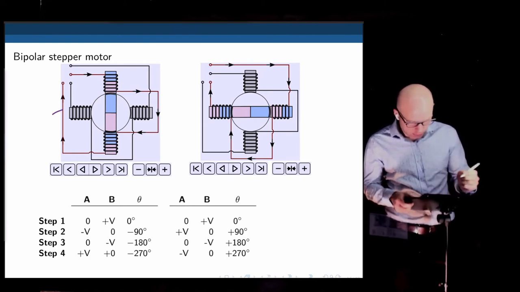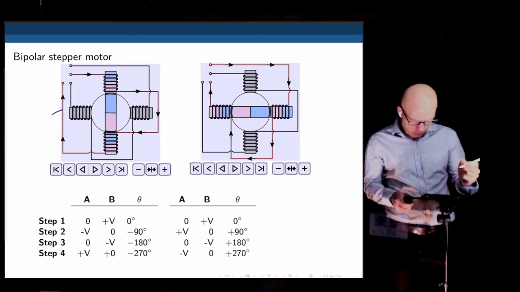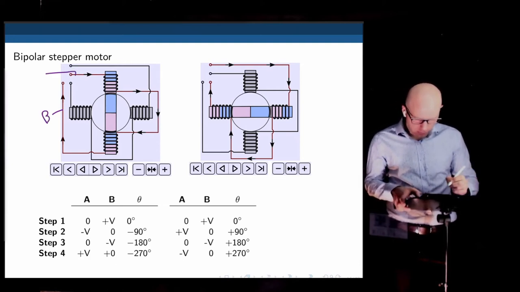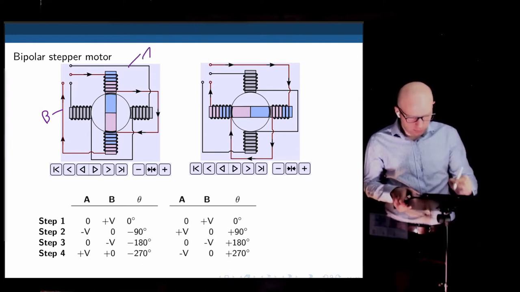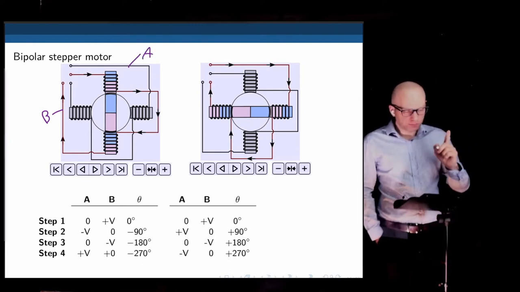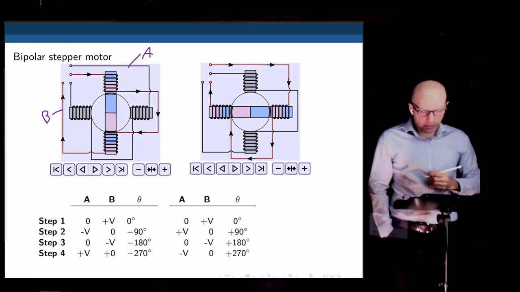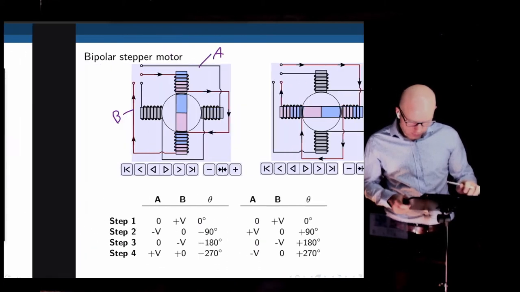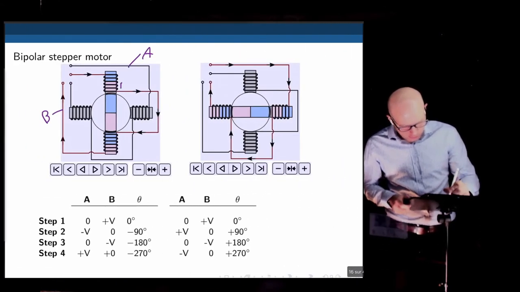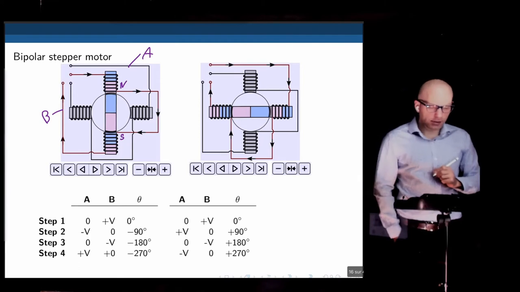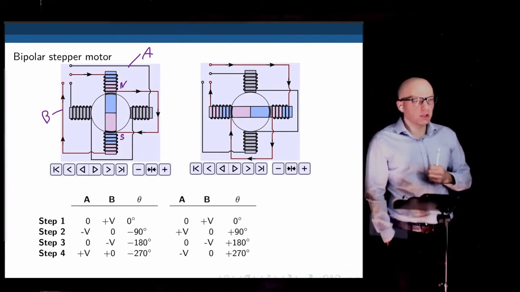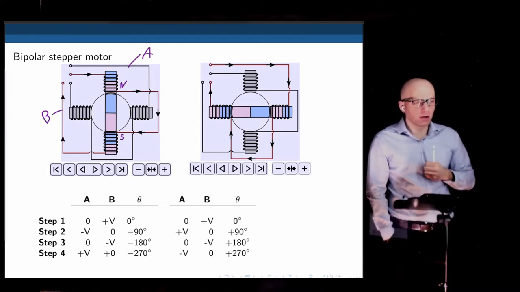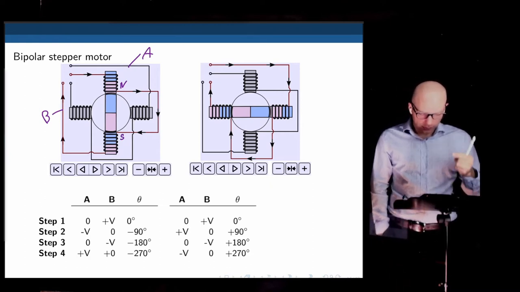So this, as a reminder, is coil B, and this one here is coil A. If you wanted to go vertical, we need to create a magnetic flux that will create a north and south pole like that. That determines the direction of the current, that determines the direction of the voltage we need to apply to that coil.